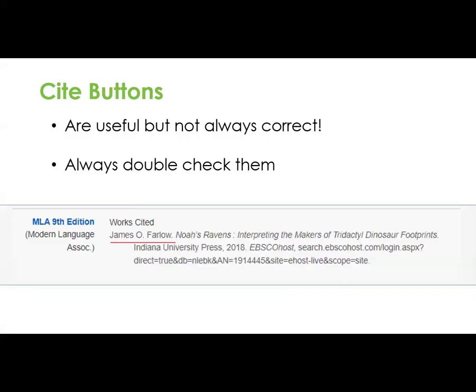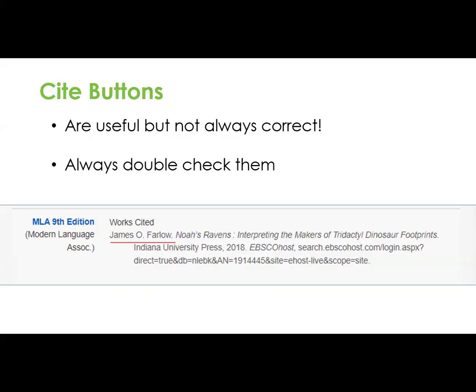Citation buttons you will find on all of our databases at NLC. They are useful, but they are not always correct. Always double check what you get from the citation button. I point this out here. I've got an example. You'll see the author's name, James O. Farlow, but we know that MLA format should be last name, comma, first name, right? So I do have to fix that.